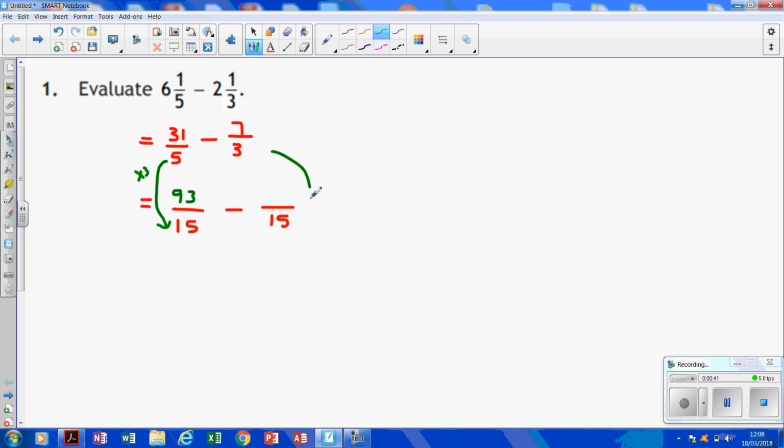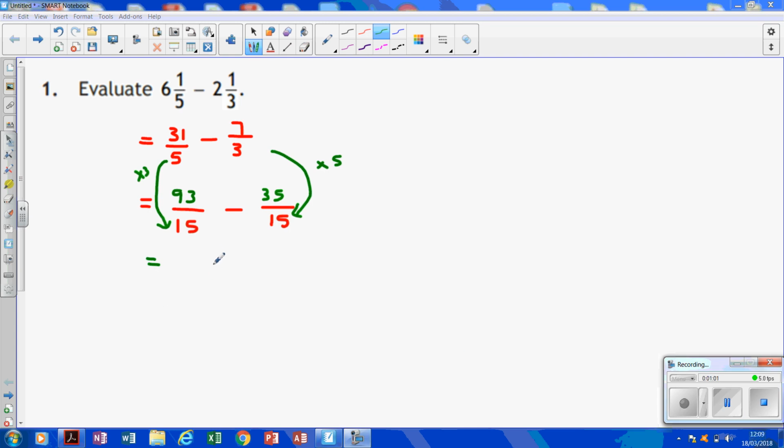93. What have I done to this number here? I've multiplied it by 5, which is that one over there. So I have to do the same to the top, the numerator. So 5 7s are 35. I now have two fractions with the same denominator. I now subtract the numerators to find the answer.